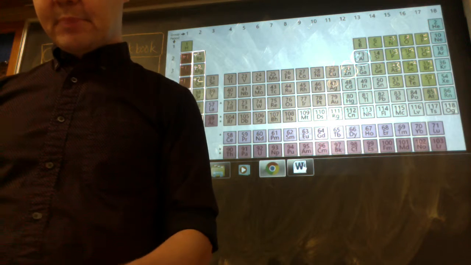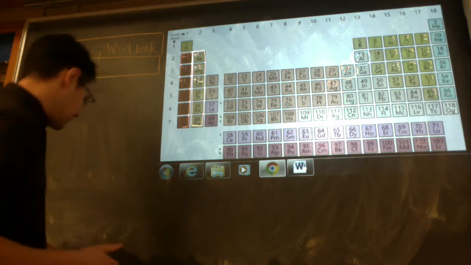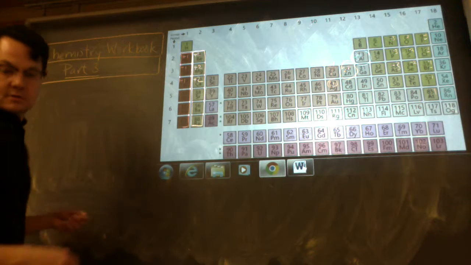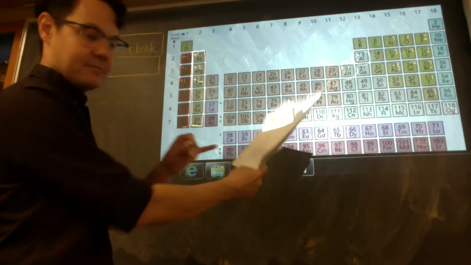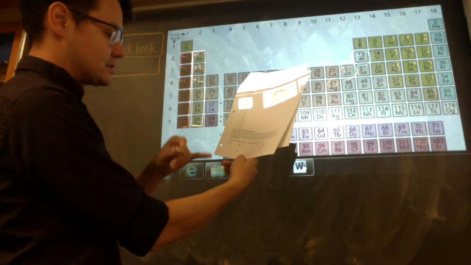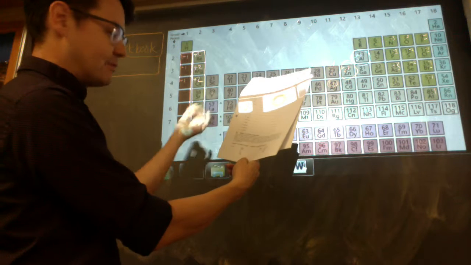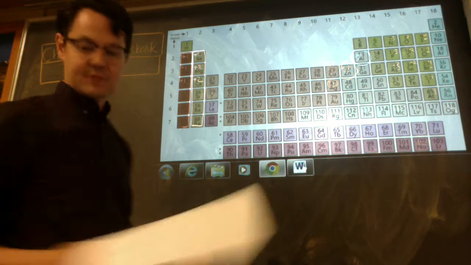The next section, binary covalent compounds, is probably the easiest thing. These are compounds that are only two nonmetals. So I'm not going to write them out, but all of the prefixes, which is what you put at the beginning of them, is what you put before the name of the atom you're talking about. Let's explain that.